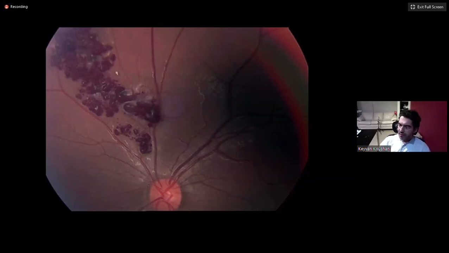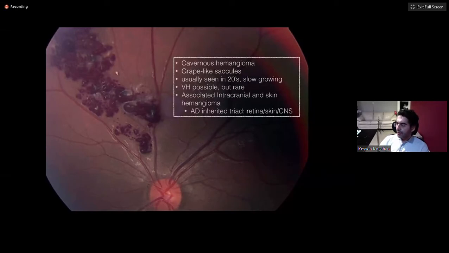This is very uncommon, but you have these cavities that are half blood, half serum. You have layers of blood in these cavernous spaces because there's little flow, so the blood falls to the bottom, and on top you have clear plasma. These grape-like lesions, the saccules, usually occur in someone in their 20s, and are slow growing. They can rupture, which is rare, but that's actually how a lot of these cases present. They come with vitreous hemorrhages.